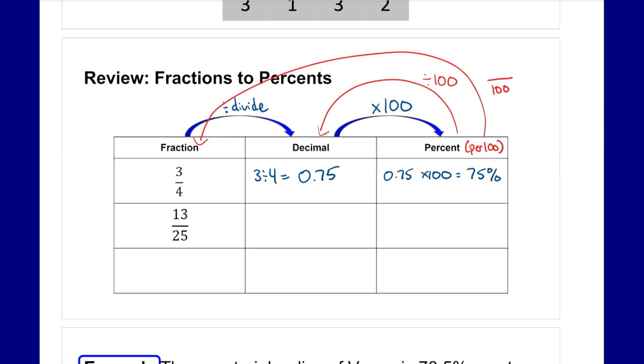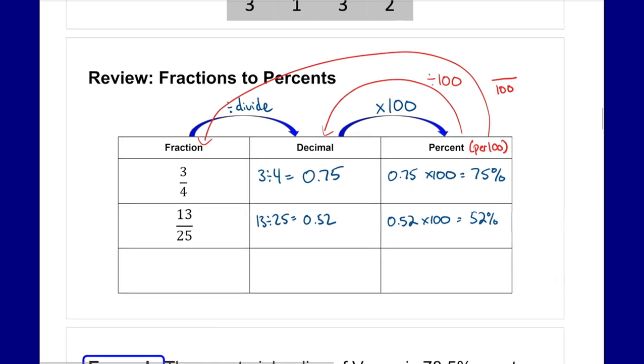So let's try the second one, 13 over 25. 13 divided by 25 equals 0.52. And to go from a decimal to a percent, 0.52 times 100 equals 52%. And again, if I wanted to go backwards, divide by 100, or 52 over 100, and then reduce it as much as possible.